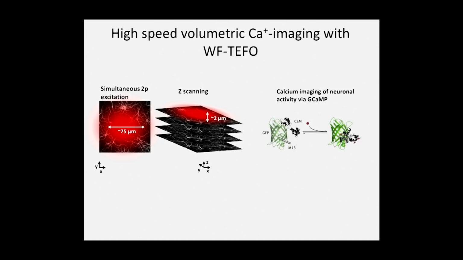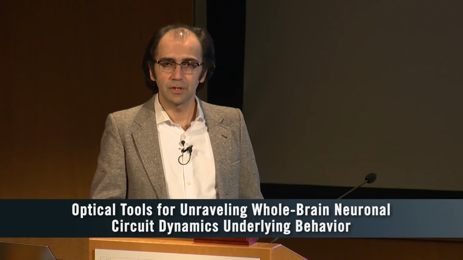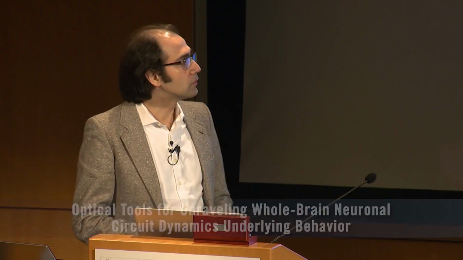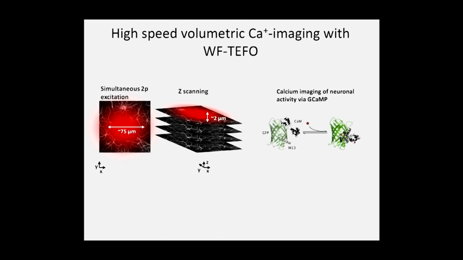In this case, we can create a sheet that spans about 75 microns, but is still axially confined to about 2 microns. So the main difference here is that it's a two-photon excitation, and it doesn't require the geometry that you saw before, where you have the two objectives orthogonal to each other. The idea was exciting a field of view of that size and then scanning that sheet axially quickly to capture the volume. And we wanted to use GCaMP again as our calcium indicator.